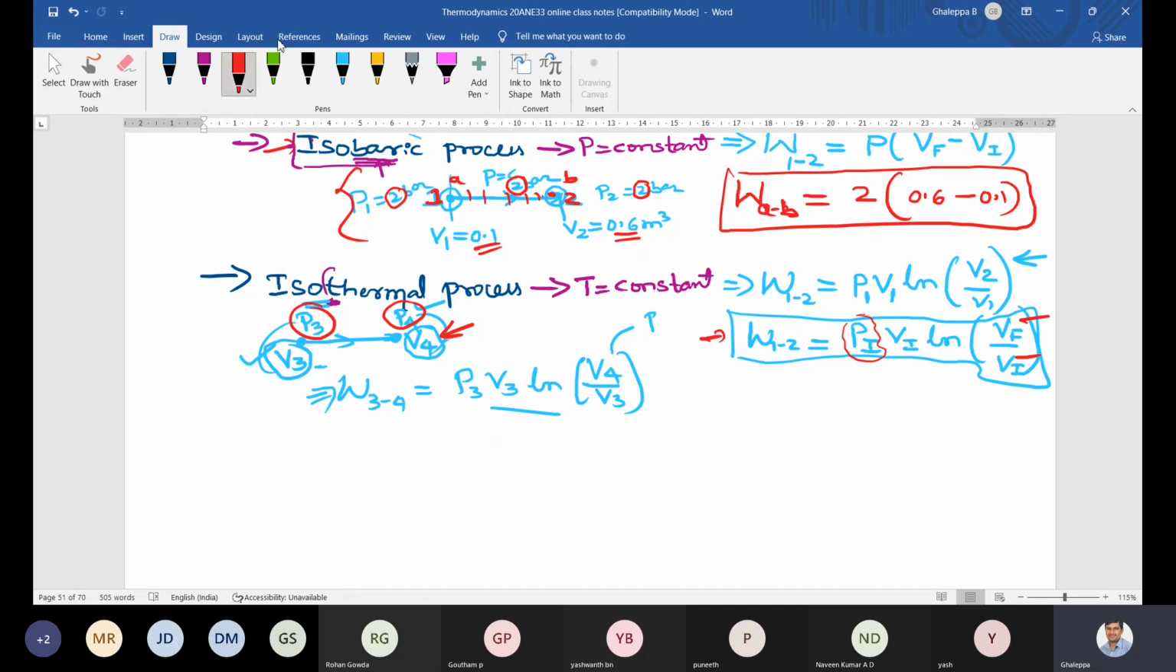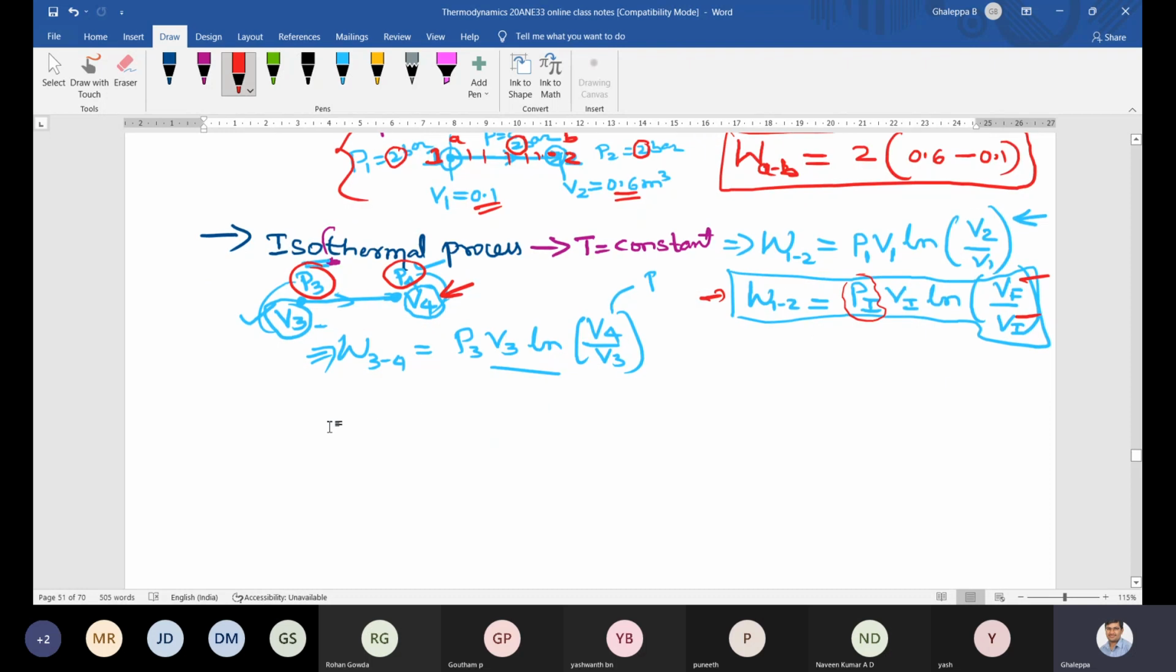Next step, you remember this equation. This equation you can apply for any process, not only this process. Dear students, I hope you remember the expression for the ideal gas. What is the expression for the ideal gas? PV is equal to mRT. PV is equal to mRT. This is the ideal gas equation.